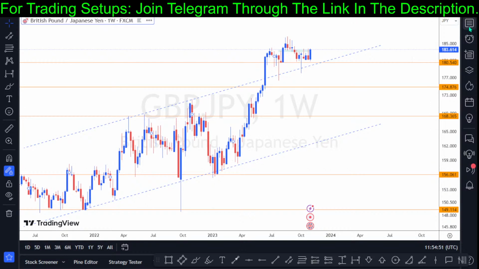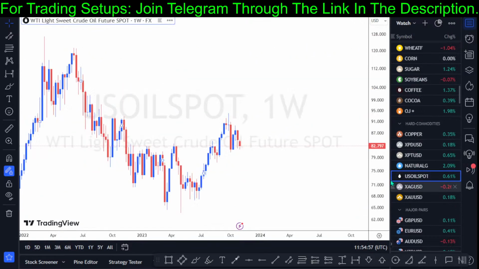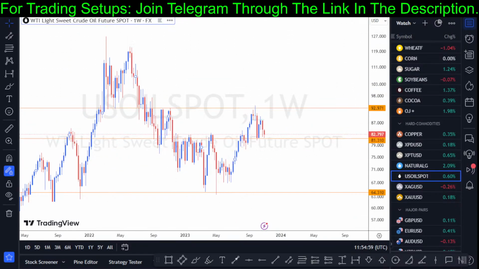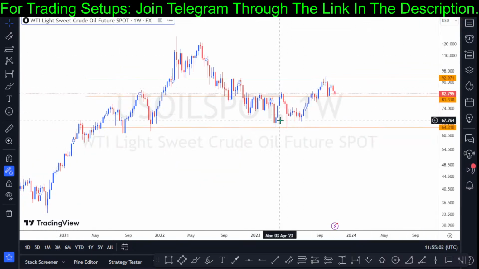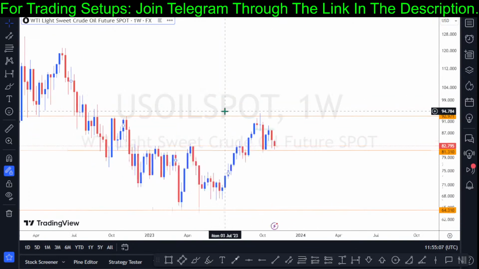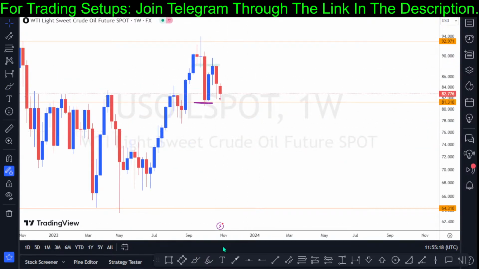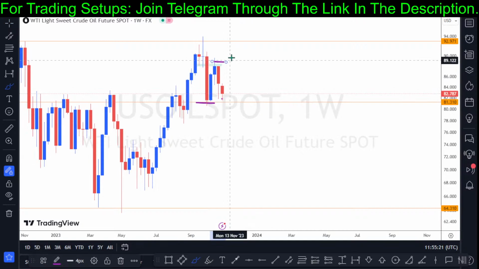So let's go to the chart of US oil. Based on what we have on US oil, I'm still supporting a bearish swing based on the weekly chart. You can see we have a test of the key level structure of 81.310. We have lower high swings right here. So we have price moving down again to test this low structure. So I'm still supporting a bearish swing on US oil.